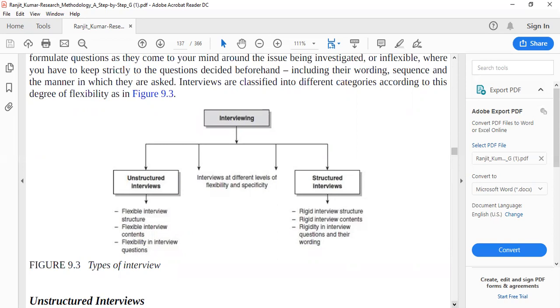However, structured interviews are very rigid interviews in structure.